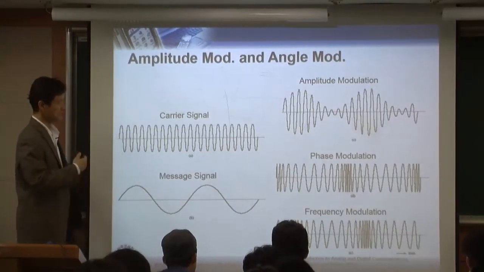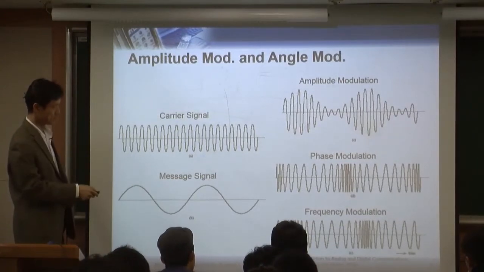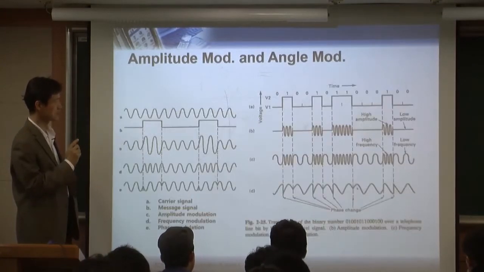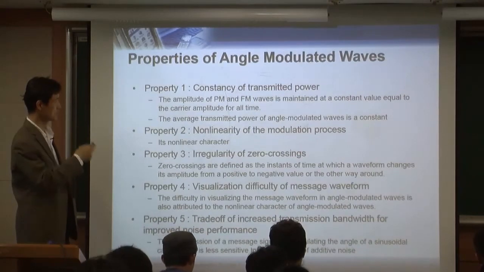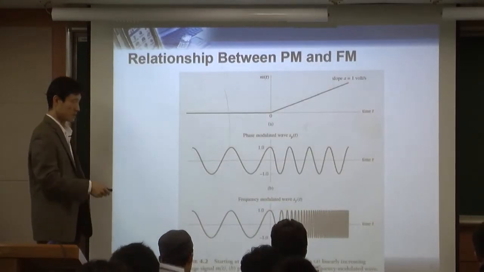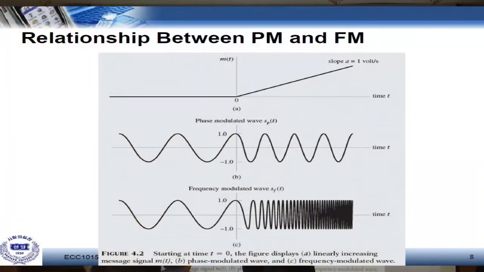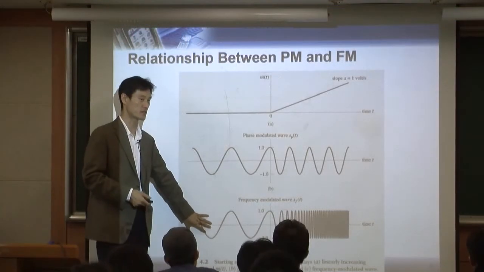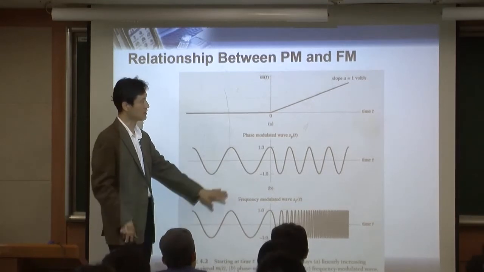So this is an example. Let me skip these parts because I believe you understand all these things. This is one example, and your message is 0. That means you're going to get just a carrier frequency. This is a carrier frequency.